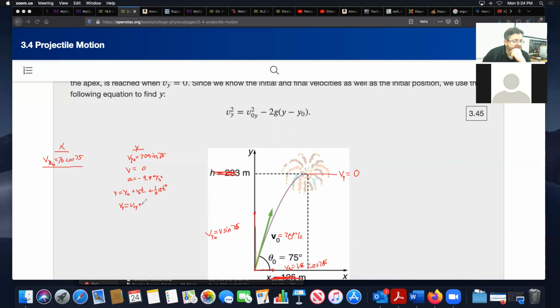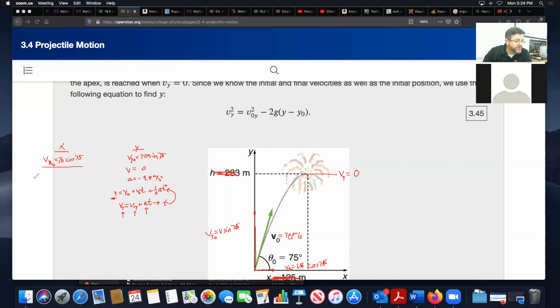Plus the acceleration times time. That one's even more useful because we know the acceleration, we know the initial velocity and the final velocity, so we can get time out of this one. From this one, we get time, right? Once we know time, we can plug it into this one, and then we can get the final height in the y direction. So we know how high it'll go.